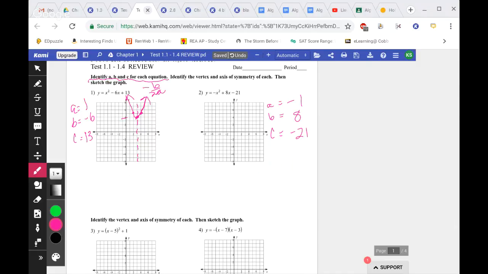So once again, using the opposite of B over 2A, I'm going to plug in the opposite of 8 all over 2 times -1. That's going to give me -8 over -2, which results in a +4. So my axis of symmetry is x equals 4.